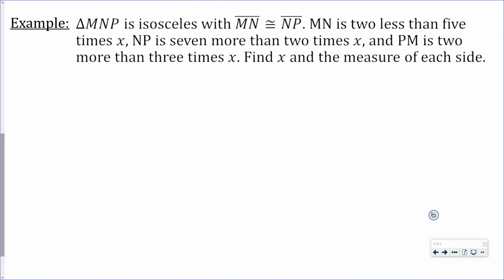Triangle MNP is isosceles with side MN congruent to side NP. MN is 2 less than 5 times x. NP is 7 more than 2 times x. And PM is 2 more than 3 times x. Find x and the measure of each side. Holy guacamole, that's a lot of info.